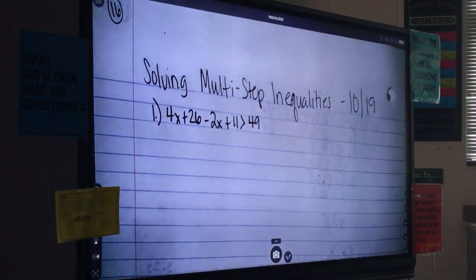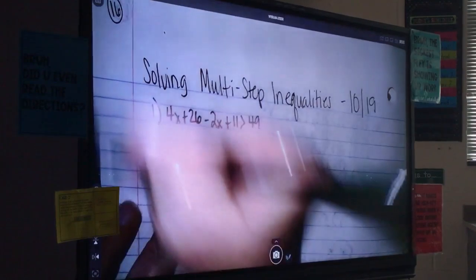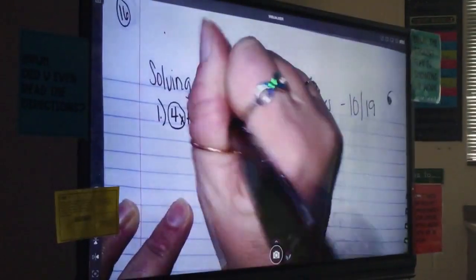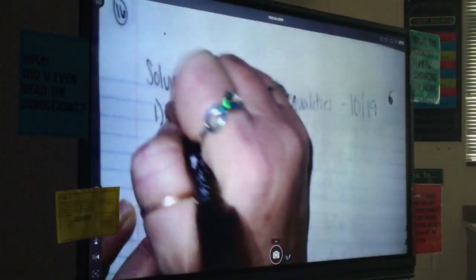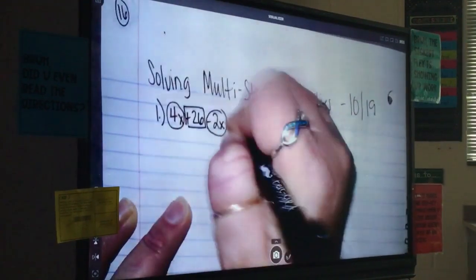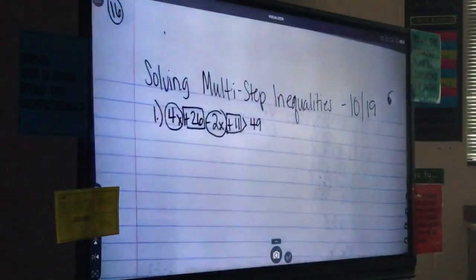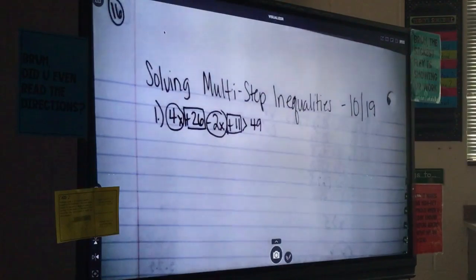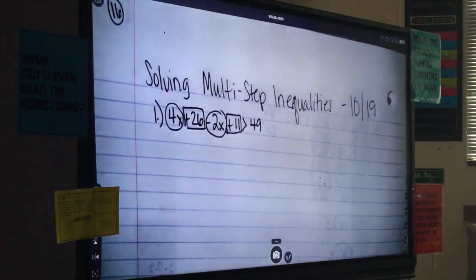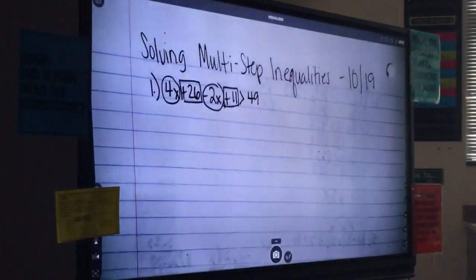Do we distribute here? No, because there's no parentheses. All right, what is step number two? Braden, combine like terms. Do we have like terms? Yes. So we have our 4x and our minus 2x, and then we also have our plus 26 and our plus 11. So both of those can be combined. Go ahead and combine those like terms and give me a thumbs up when you're done. Don't go any further, just do those steps.